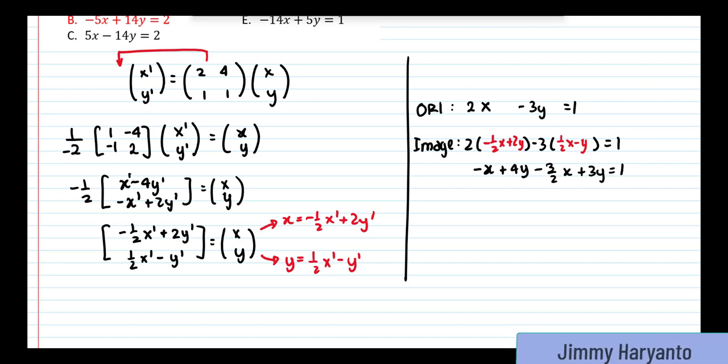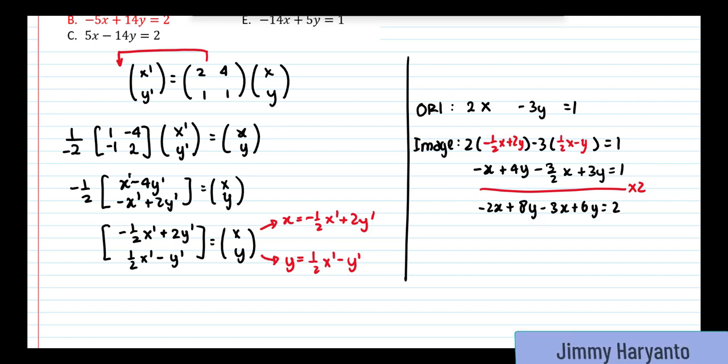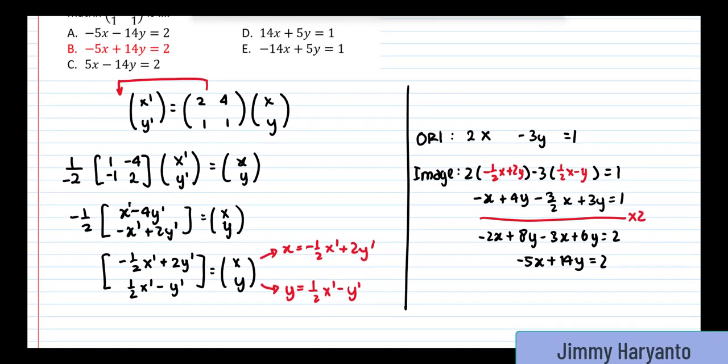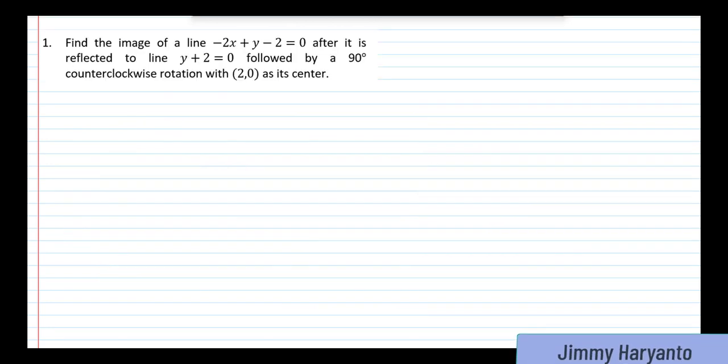And then simplify it. Maybe before you simplify, you can multiply them all by 2. You have negative 2x plus 8y minus 3x plus 6y equals 2, and then when you simplify it, you will have negative 5x plus 14y equals 2. Okay, this is the answer.